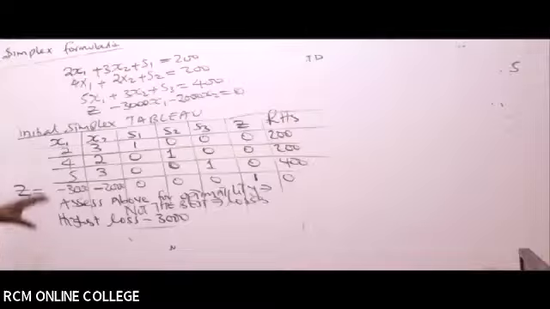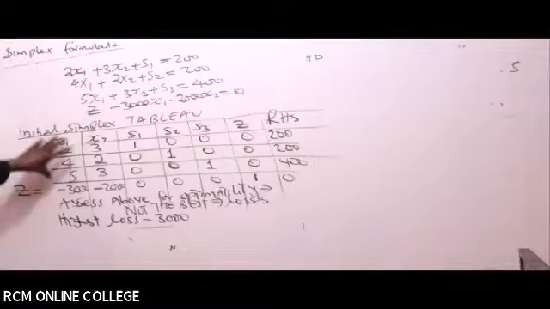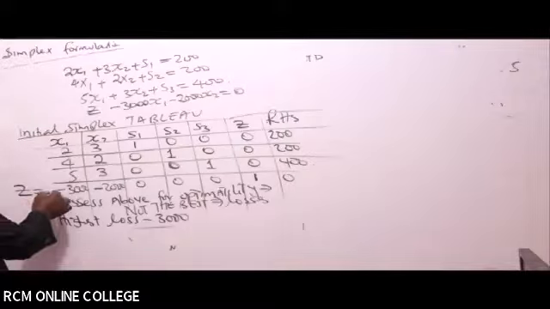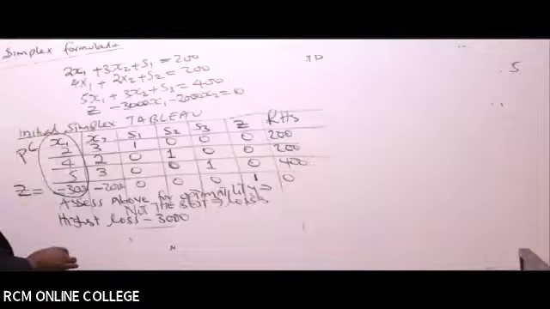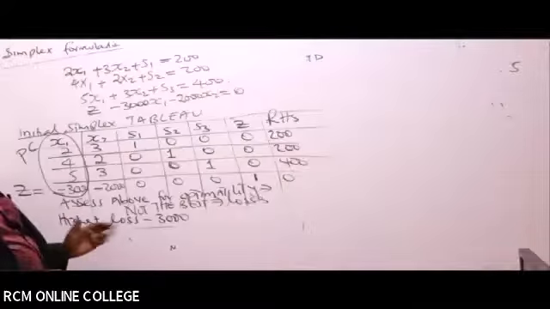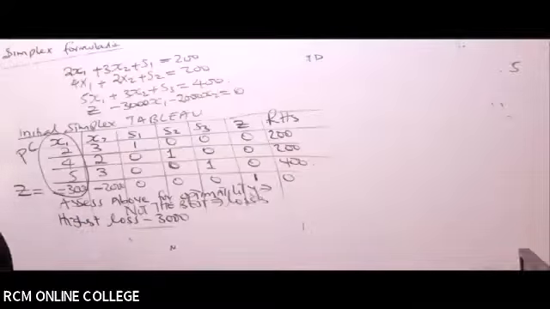Circle the pivot column, yes. We circle the pivot column. The column of the biggest loss will be called a pivot. So this is what we call PC, pivot column. Having gotten the pivot column, what do we use the pivot column for?